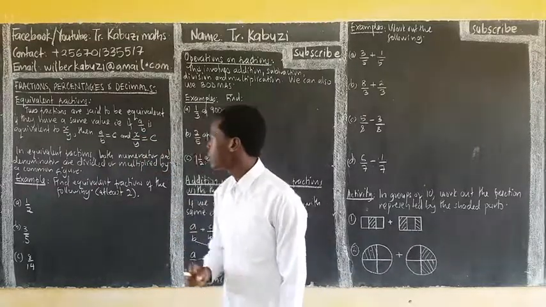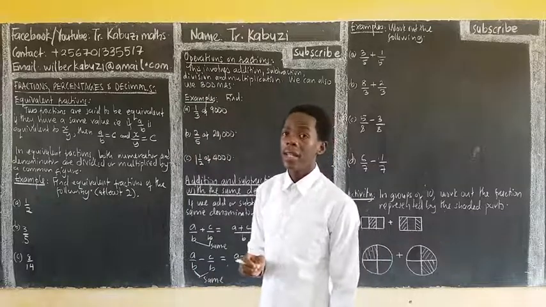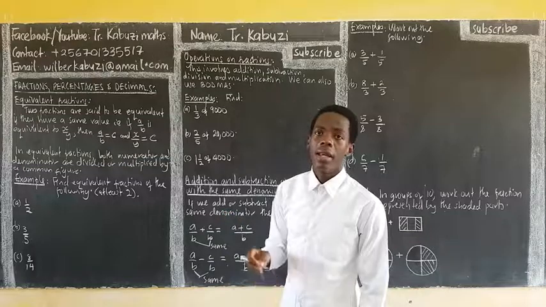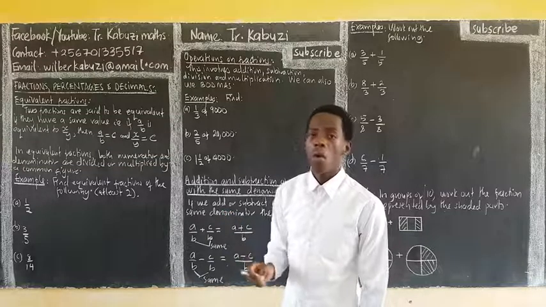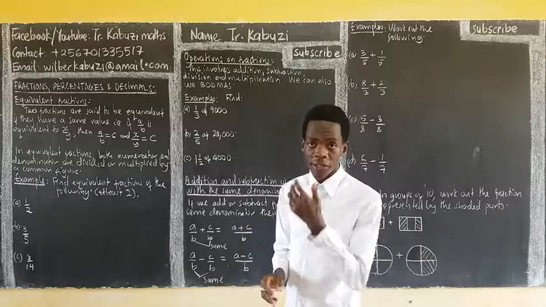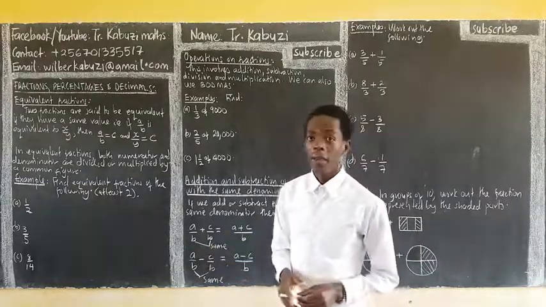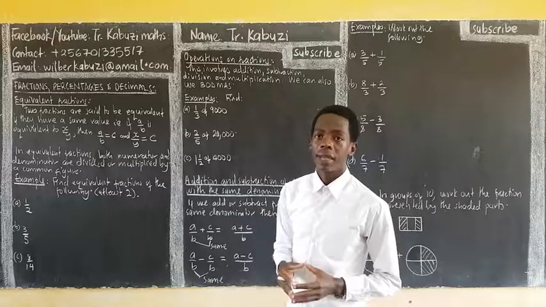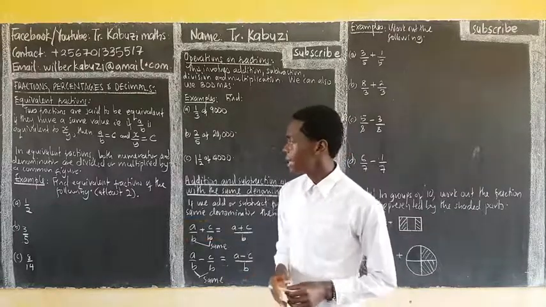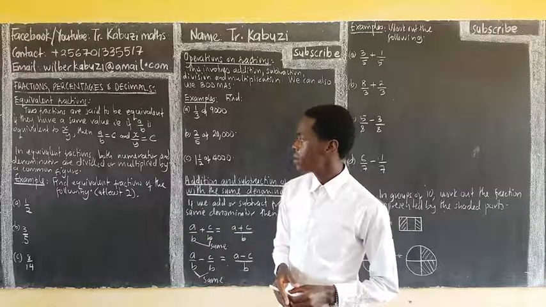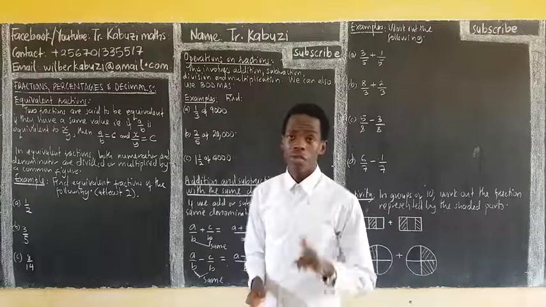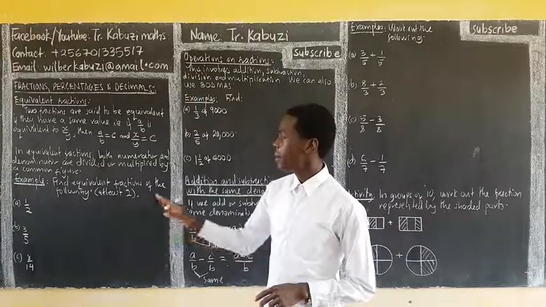In equivalent fractions, both the numerator and denominator can be multiplied by the same number, or both can be divided by the same number, as we are going to see here. So I'm going to give you a few examples, then you try out the examples in your learner's guide. This one says, find equivalent fractions of the following. They are saying at least 2, so I'm going to give at least 2 for both.